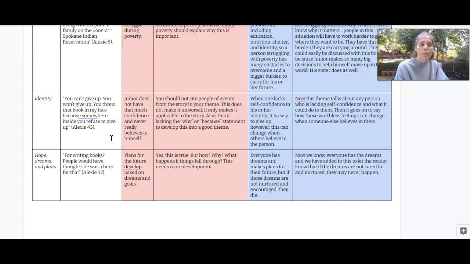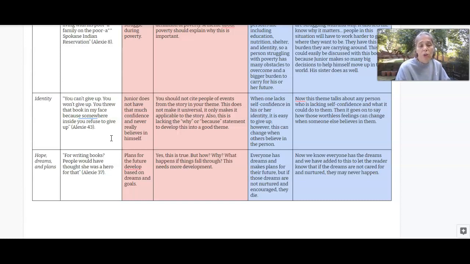Finally, let's talk about hopes, dreams, and plans. So the quote, "For writing books, people would have thought she was a hero for that." Okay. Not the best quote, actually, for hopes, dreams, and plans. There were so many more here that we could have used.